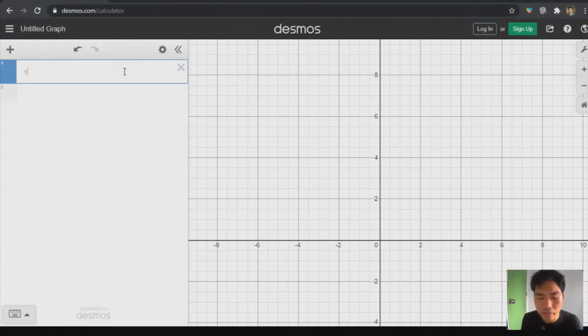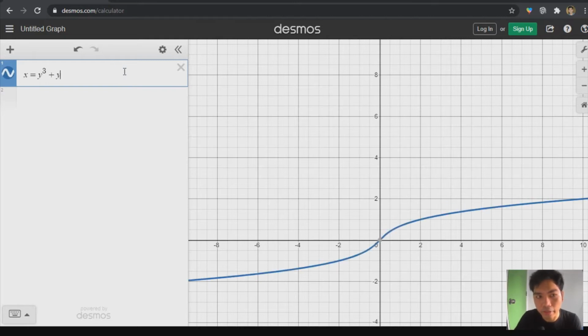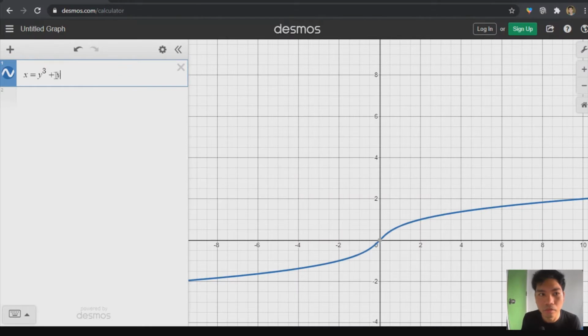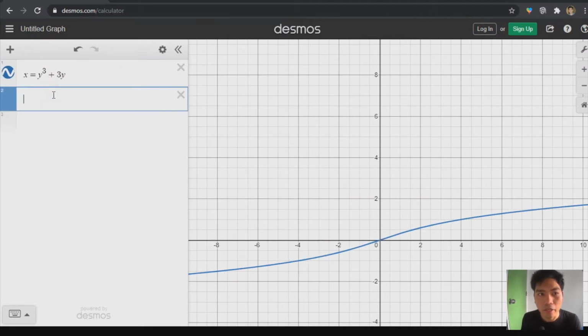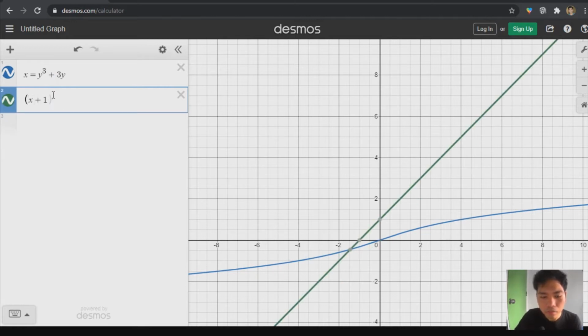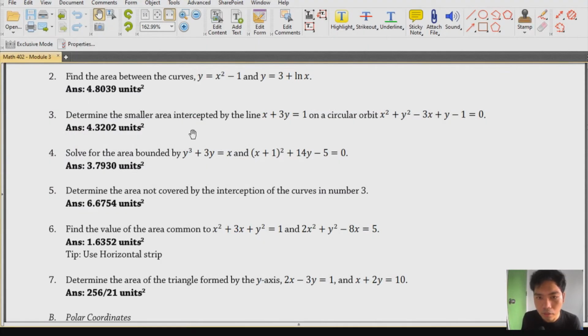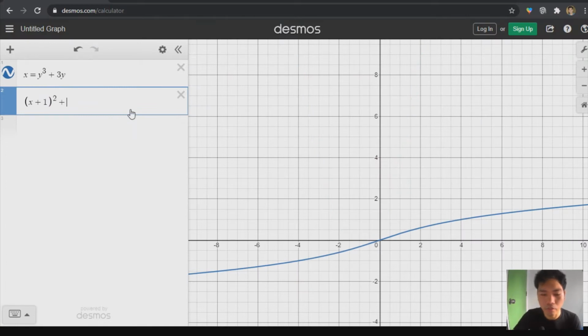Okay, so again, that is x is equal to y cubed. Here, you just type the equation itself and it will graph it. X is equal to y cubed plus 3y. And then the other equation is (x plus 1) squared, plus 14y minus 5 is equal to 0.